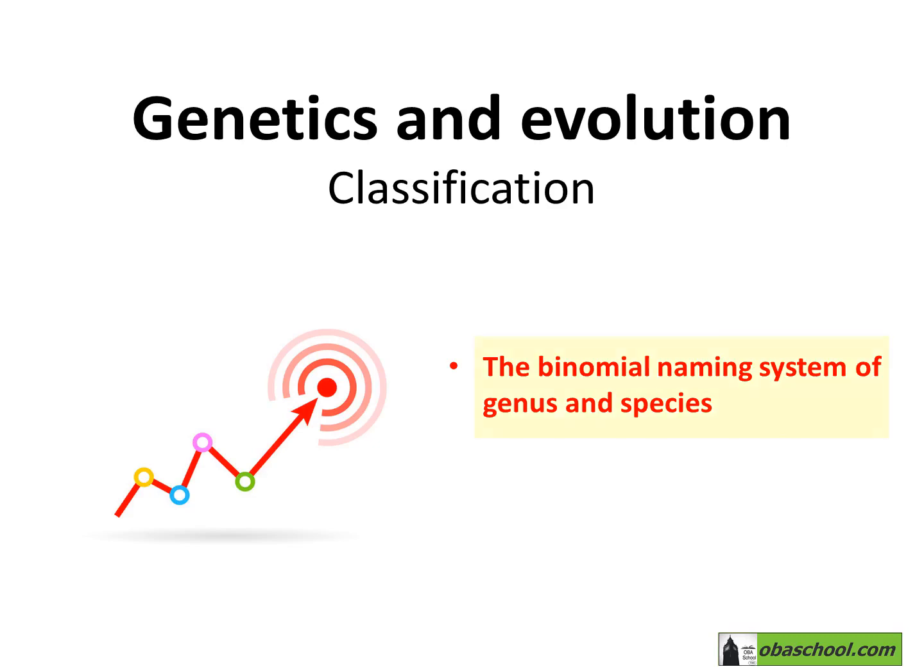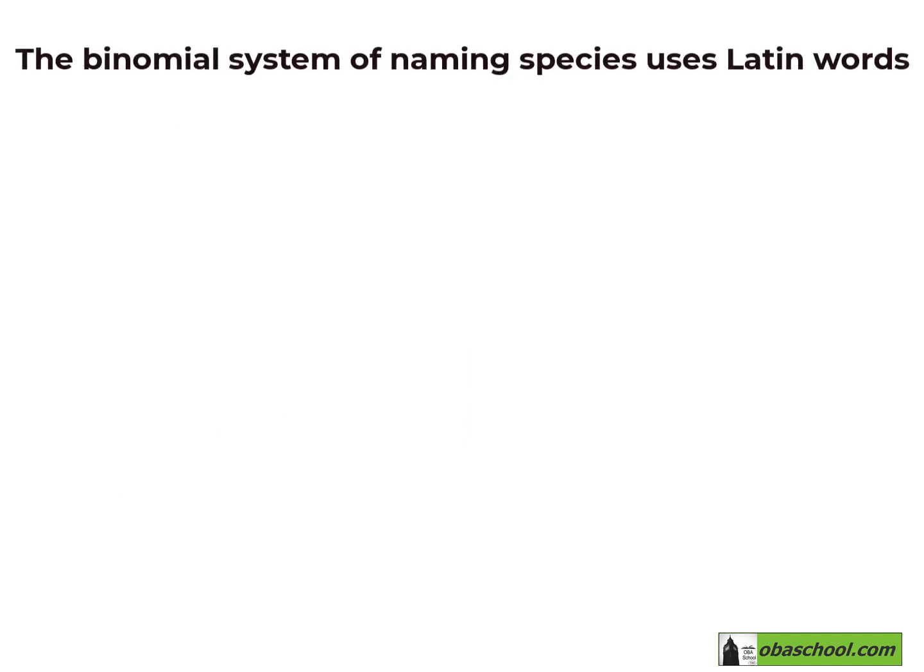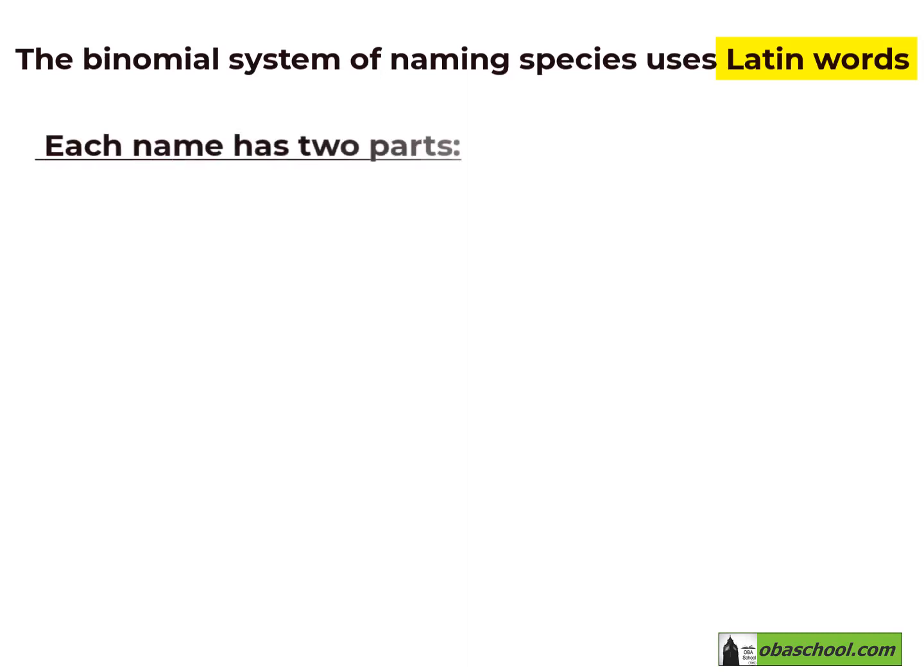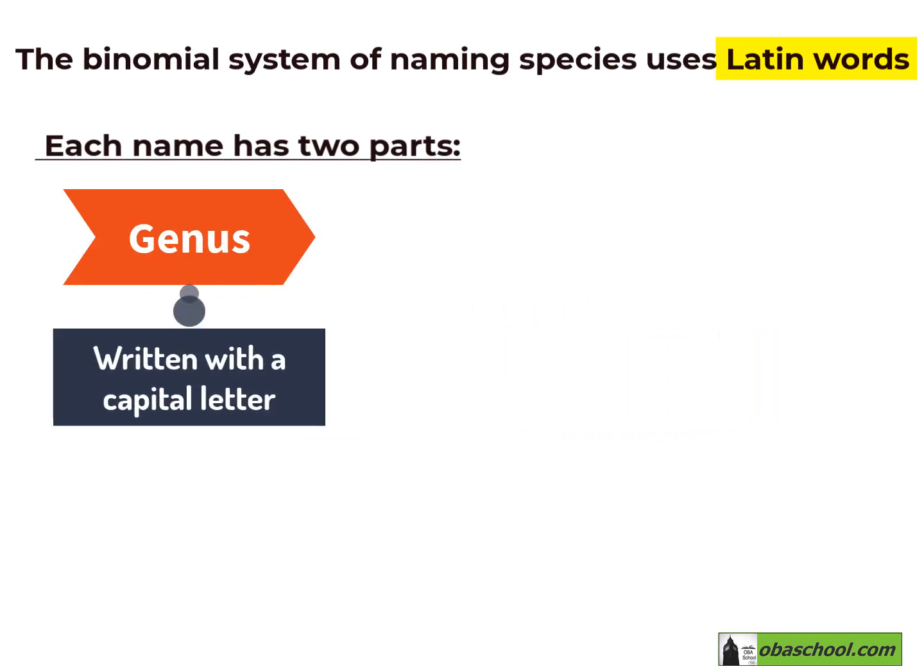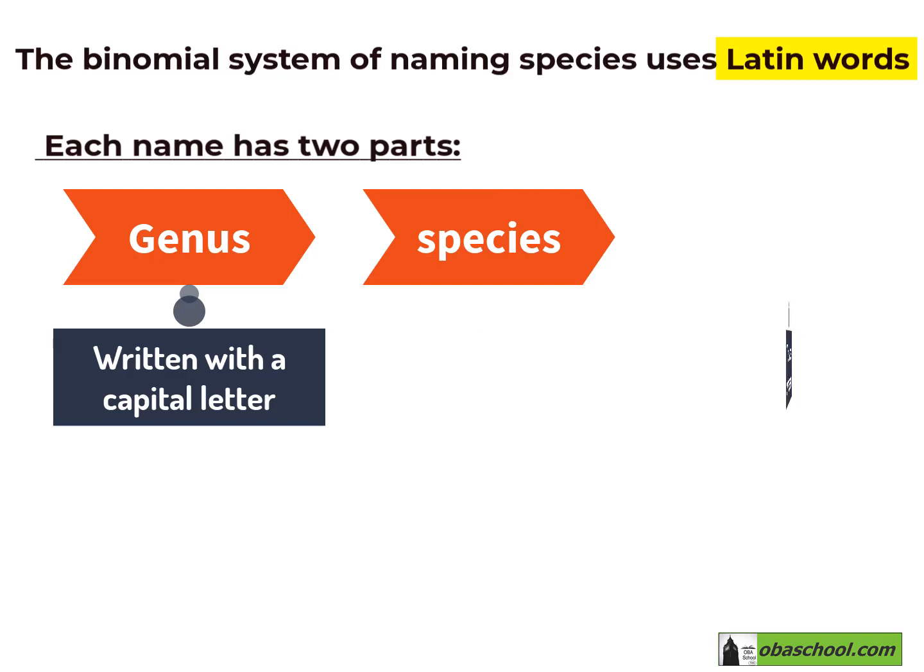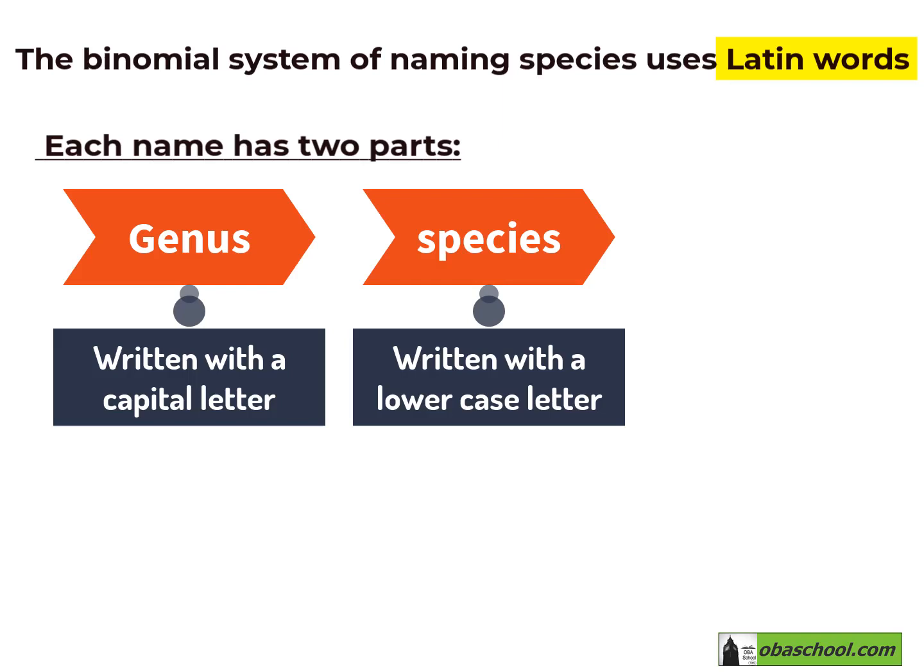Now we are going to learn the binomial naming system of genus and species. The binomial system of naming species uses Latin words. Each name has two parts, and this is why it is called binomial. The first part is the genus to which the organism belongs, and it is written with a capital letter. The second part is the species to which the organism belongs, and it is written in a lowercase letter.